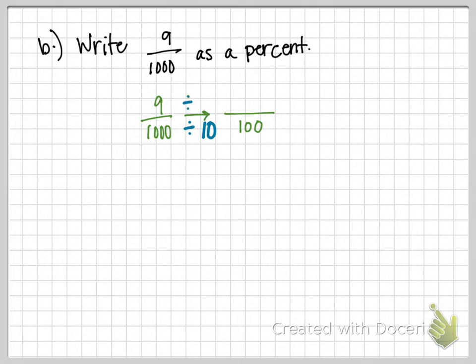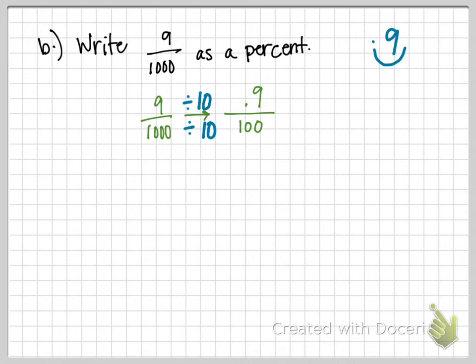If we divide the bottom by 10, we must do the same thing on the top in order to keep the fraction equivalent. Okay? So, here's what we do. We move the decimal point. When we divide by 10, we move the decimal point one place to the left. So what is 9 divided by 10? 0.9.